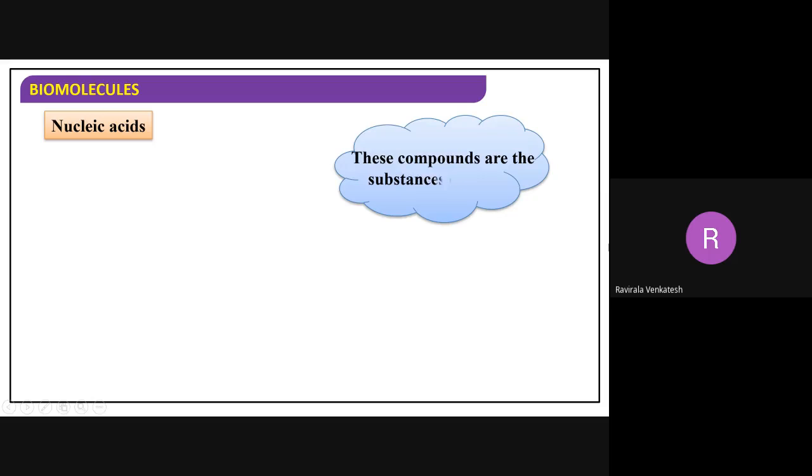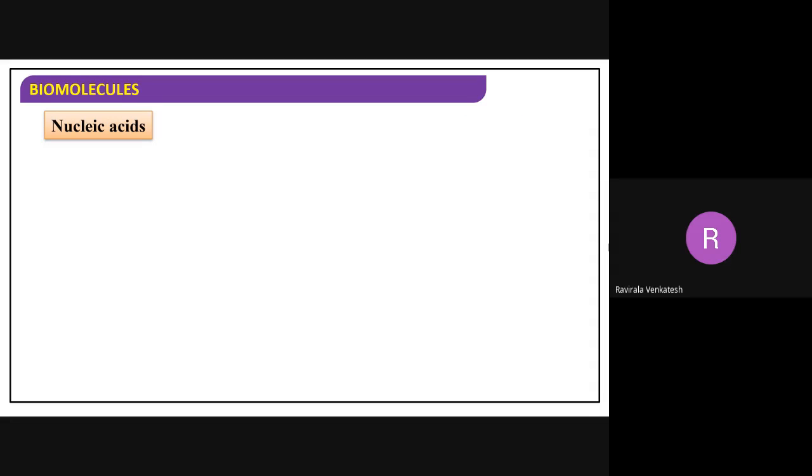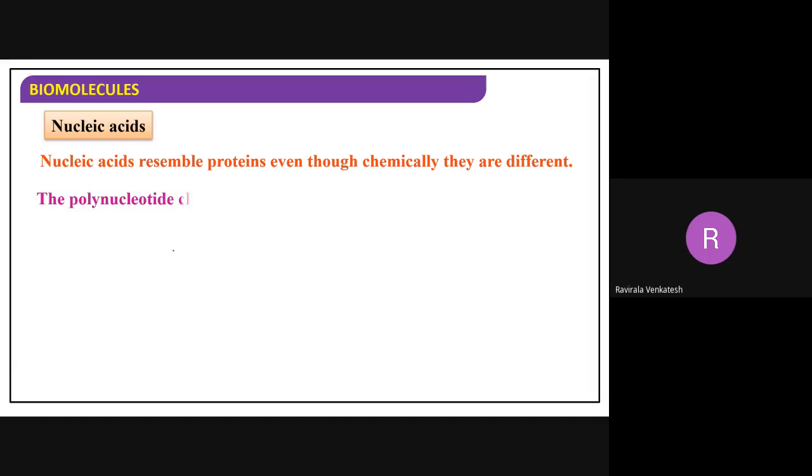What are nucleic acids? These compounds are the substances of heredity. Heredity is how we get traits from ancestors, from parents. Nucleic acids resemble proteins, even though chemically they are completely different, because they contain sugars. The polynucleotide chain, a polyester chain, is the backbone of the nucleic acid molecule. So this is the backbone.